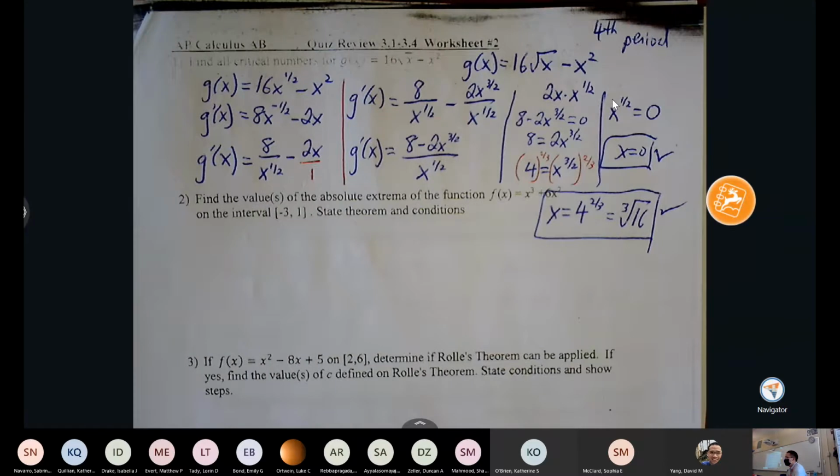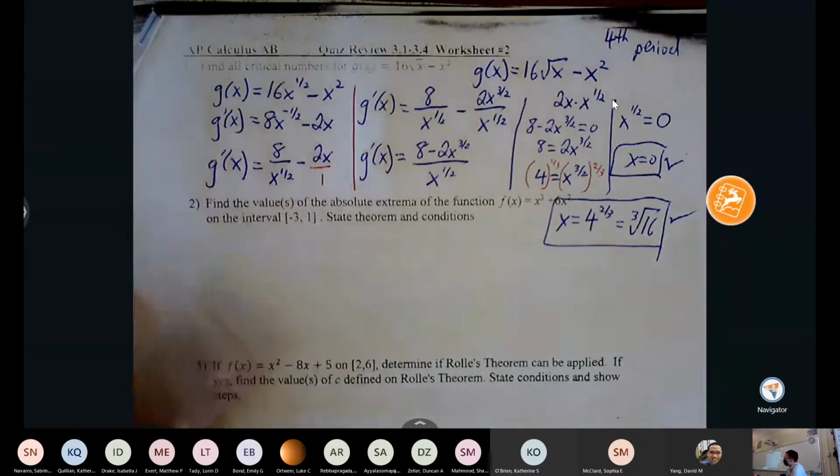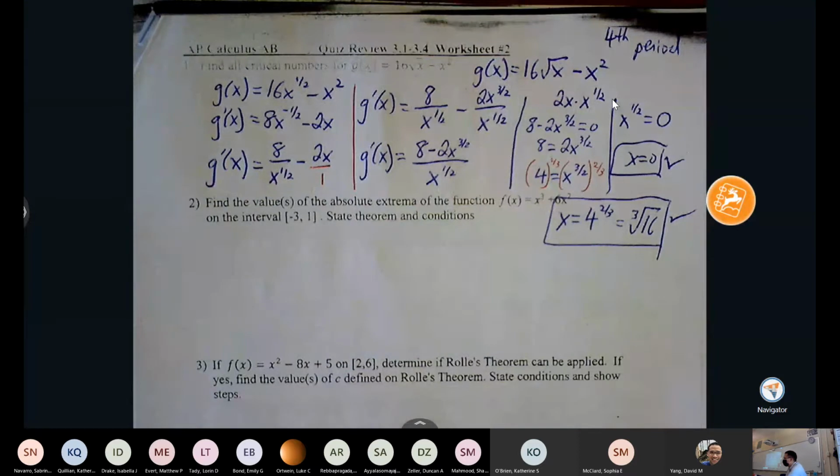Alright, guys. If you can have worksheet number 2 out, we're going to do one problem from it, and then we'll move on to worksheet 3.